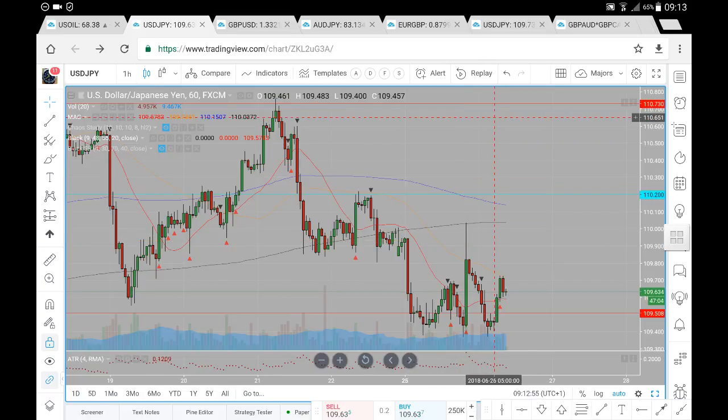So this is US dollar Japanese yen analysis for Tuesday 26th of June. Now let's just have a look at prices and where prices may likely go. So previously we saw price come down, trade slightly below this 109.50, down at this 109.40s. Nothing to be too concerned about.